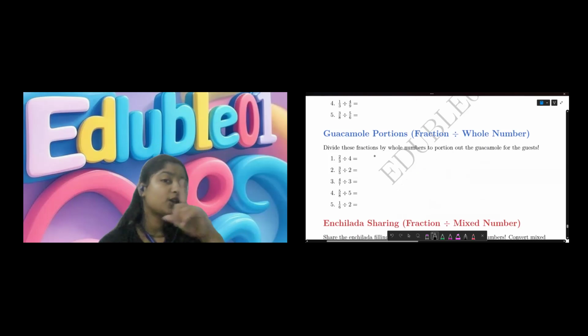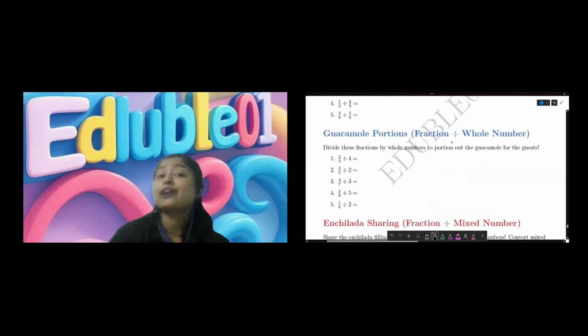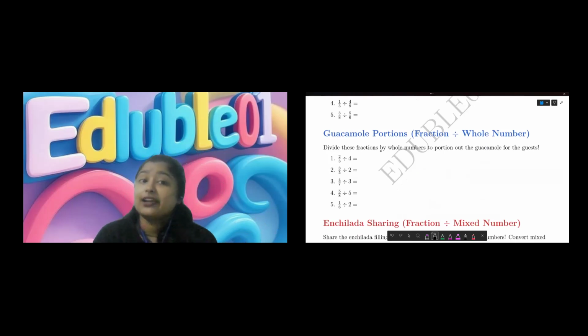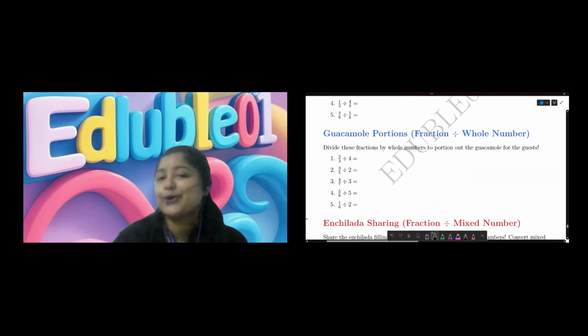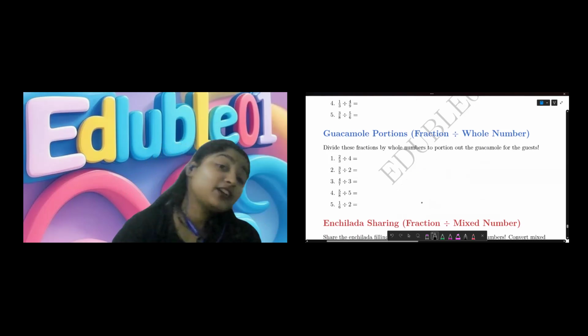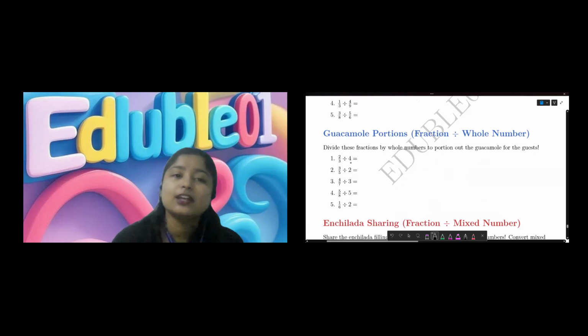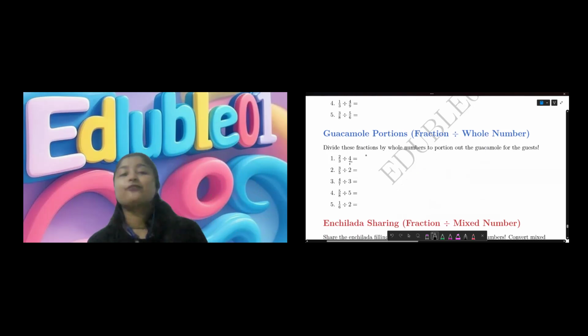Let's now come to the guacamole portions. That's fraction divided by whole number. Divide these fractions by whole numbers to portion out the guacamole for the guests. Exactly, it's very important to take out the portion for the guests. Let's just do it. So it's 4, that means 4 over 1. Right. Now just repeat the process of RCR like adding the seasoning in any food.